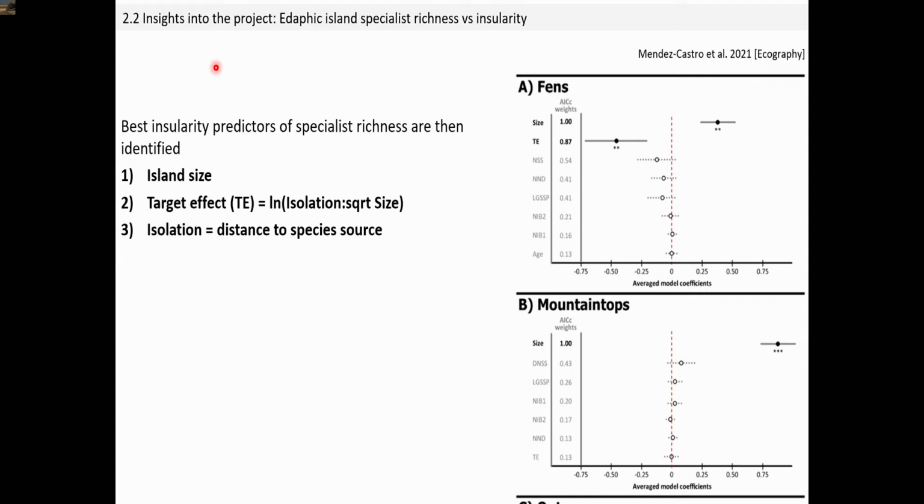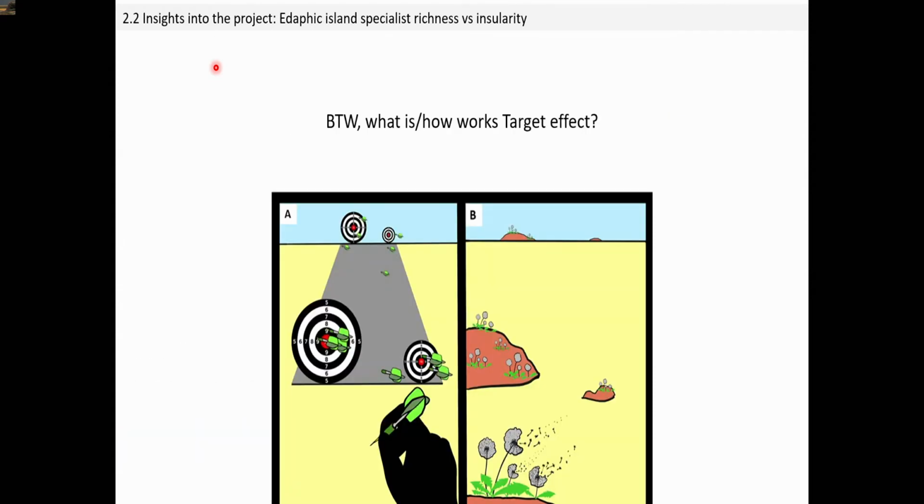So here, I would like to spend a minute or two explaining what target effect is. This is a picture drawing that Francisco, during his postdoc project, elaborated during the production of this paper, to try to exemplify and visualize how it works. Target effect is a combined effect of spatial isolation, so distance from the species source, and the size of the target island.